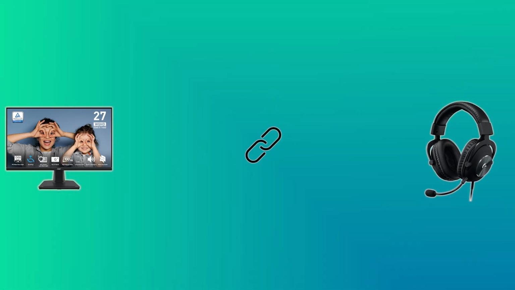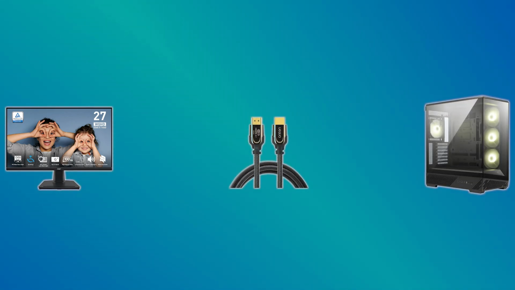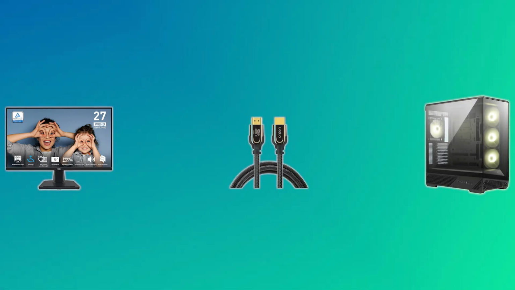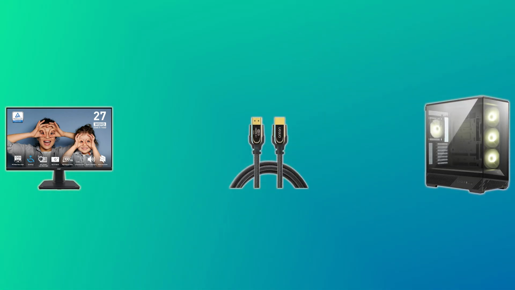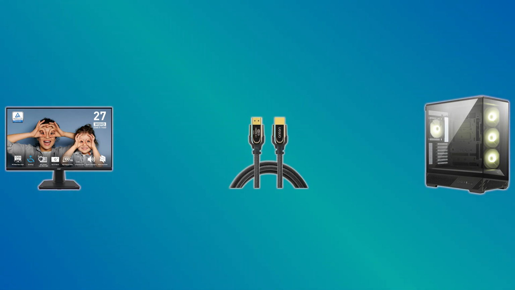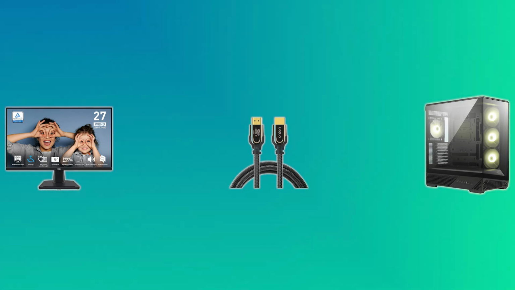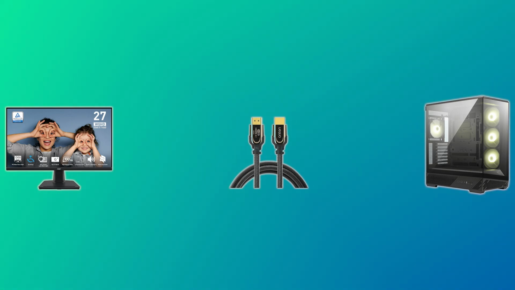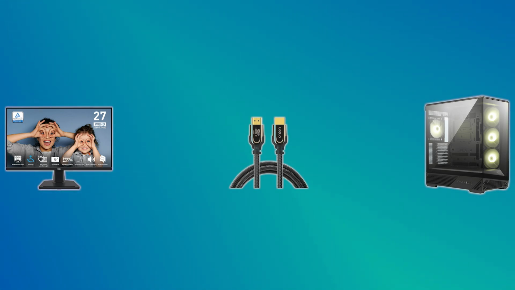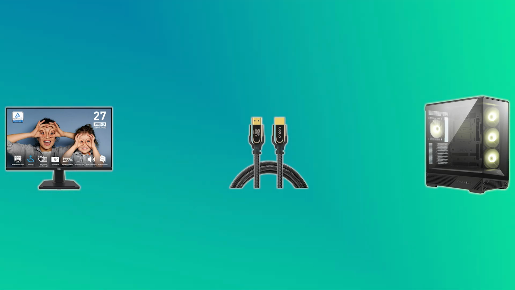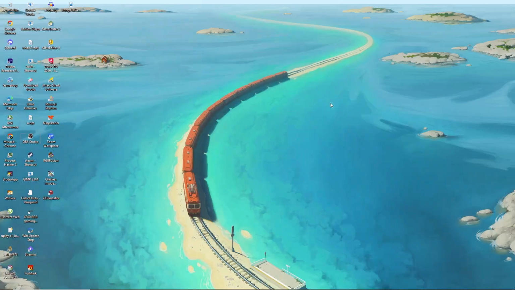passing through correctly. Next, make sure you are using the right cable. HDMI and DisplayPort carry both video and audio signals. If you are using a VGA or DVI cable, sound will not be transmitted, so switch to HDMI or DisplayPort if possible. Now, open the Windows audio settings.